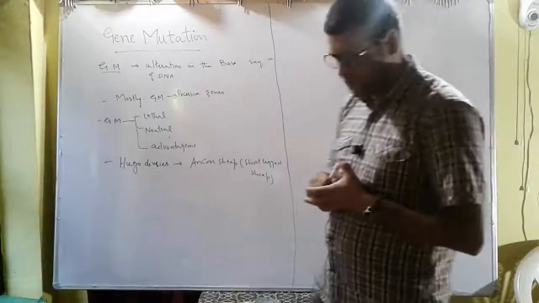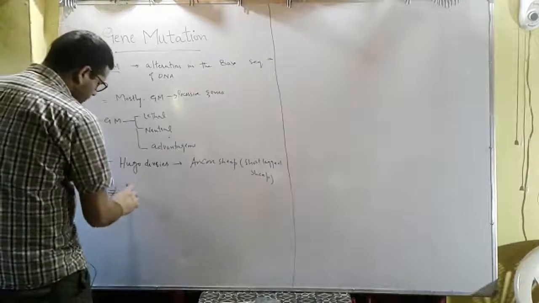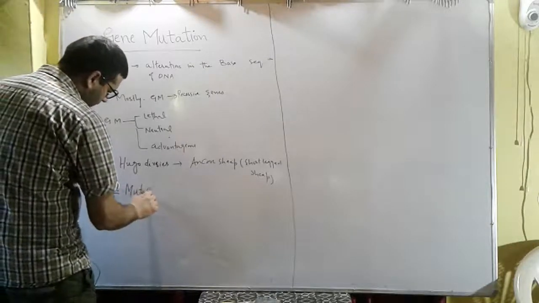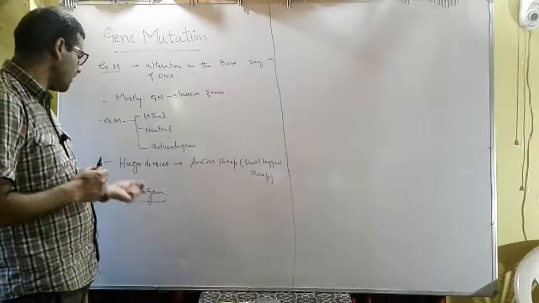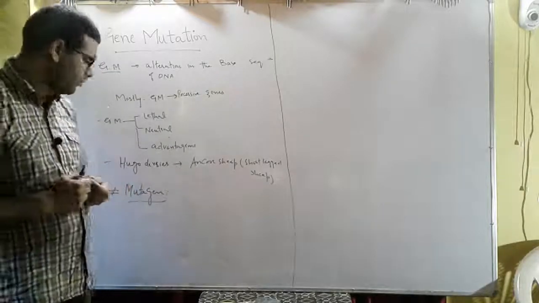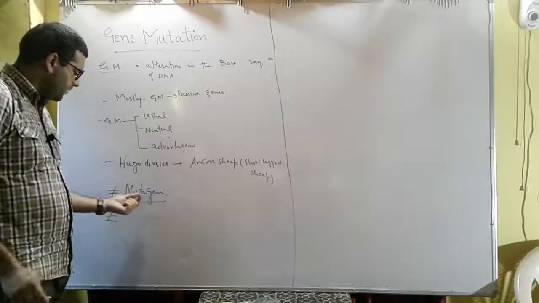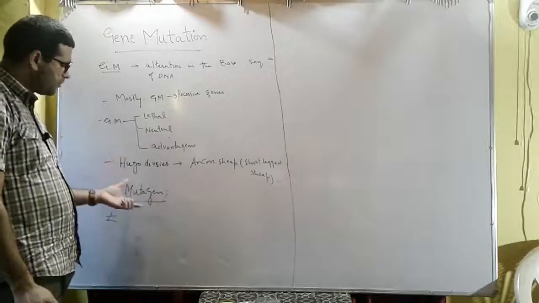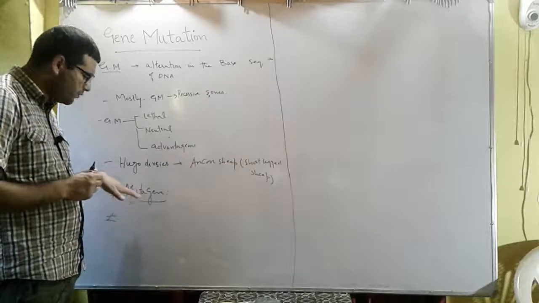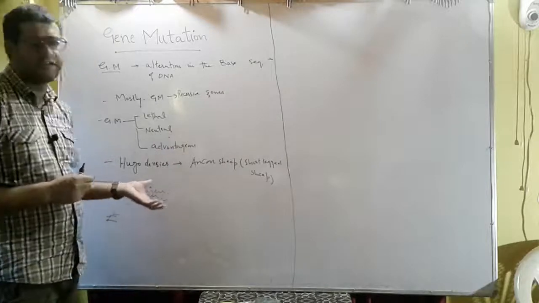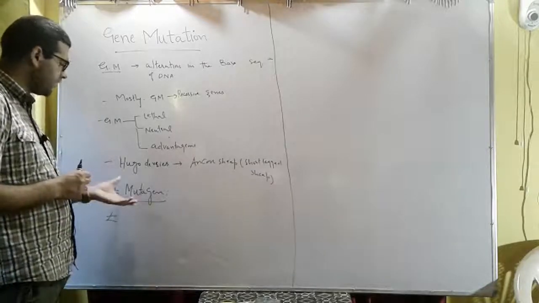This gene mutation occurs by means of a substance that is called a mutagen. So what is a mutagen? Mutagen is any substance or agent that induces mutation. The substance or the agent which causes mutation in a gene is called a mutagen. It can be a chemical, it can be radiation, or it can be a base analog.